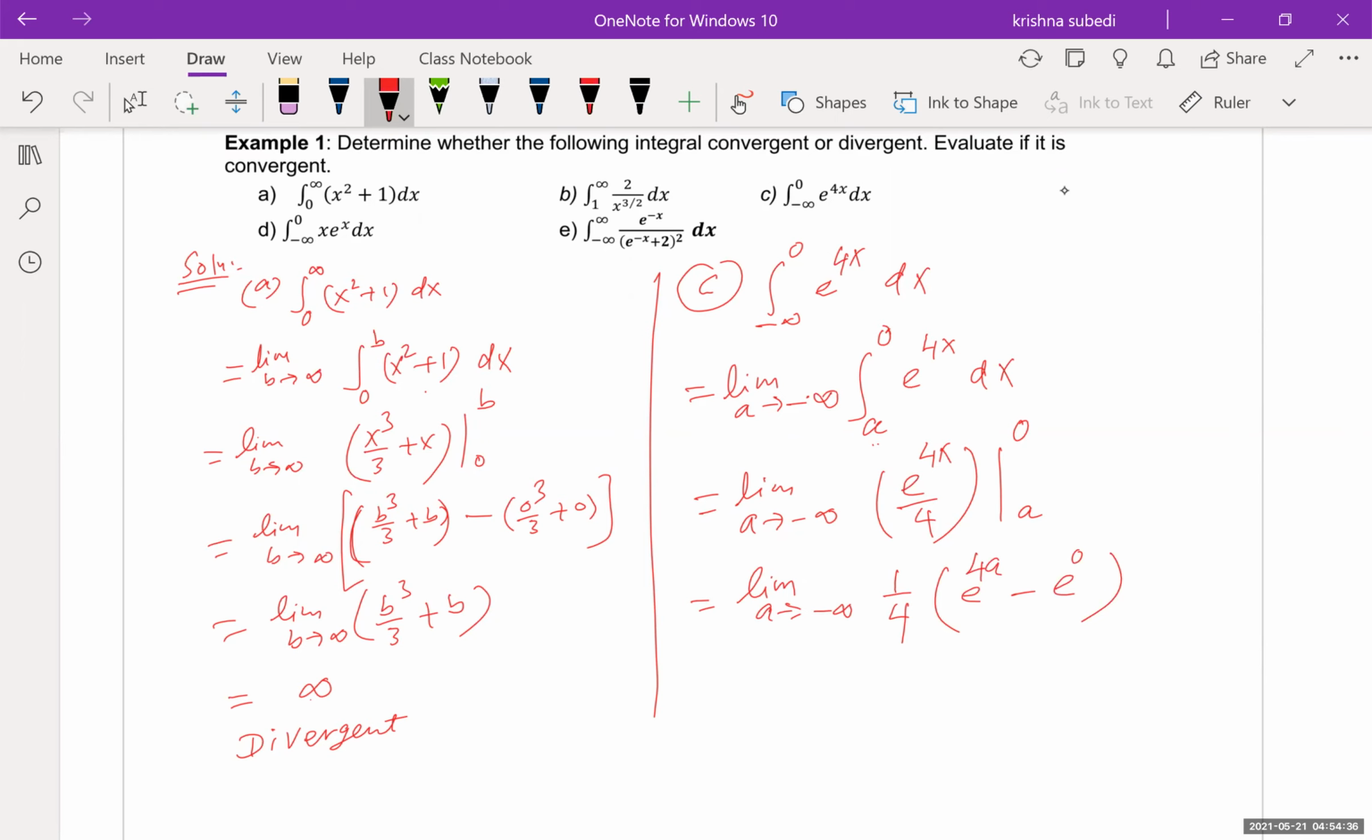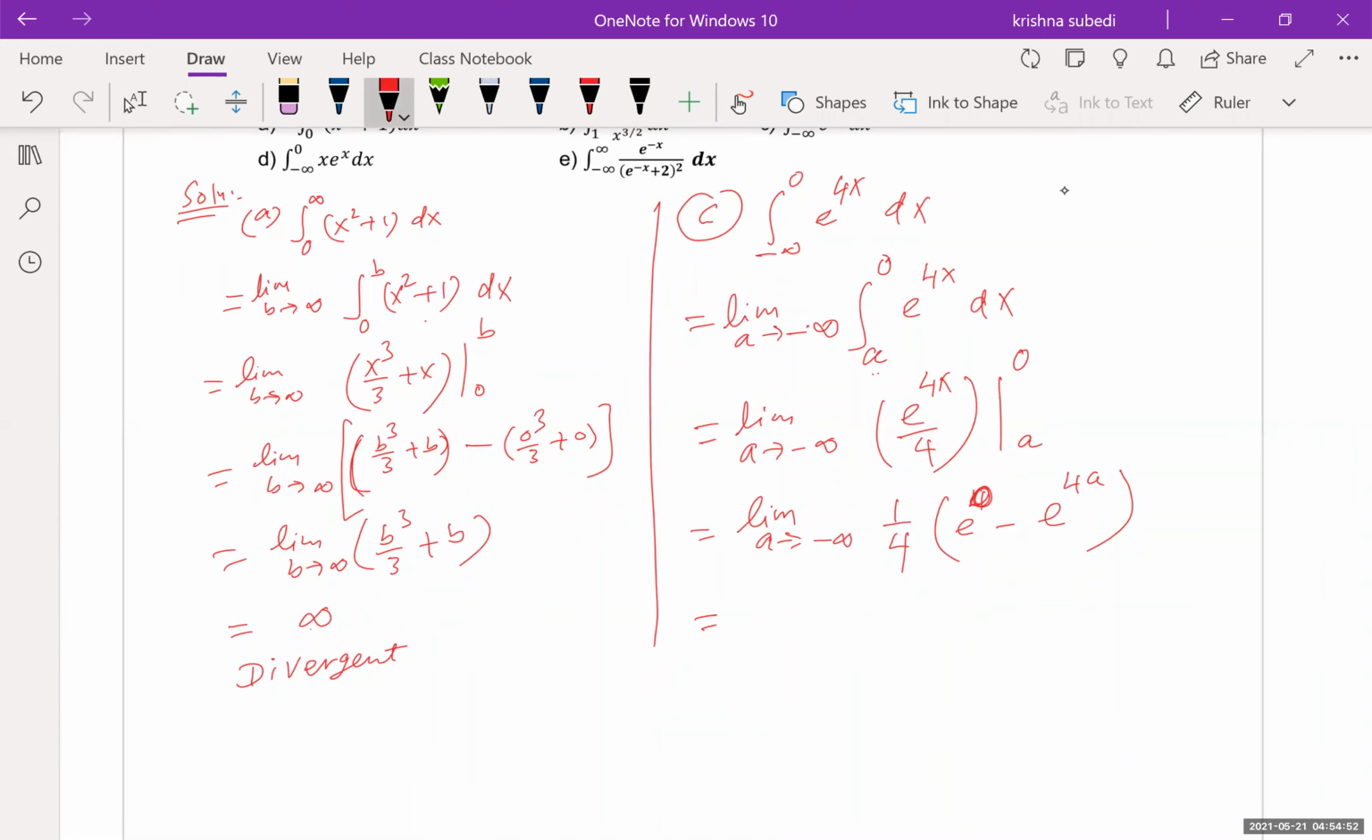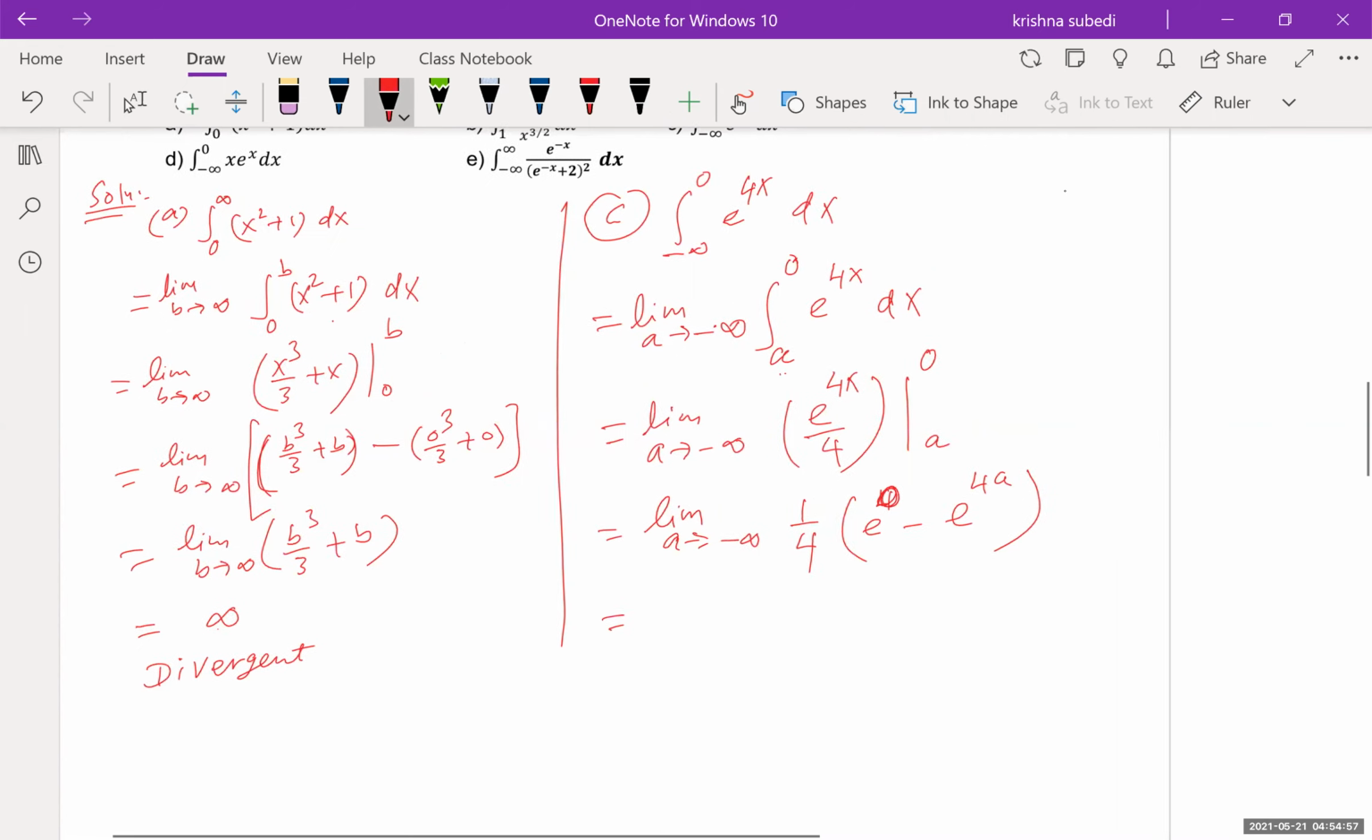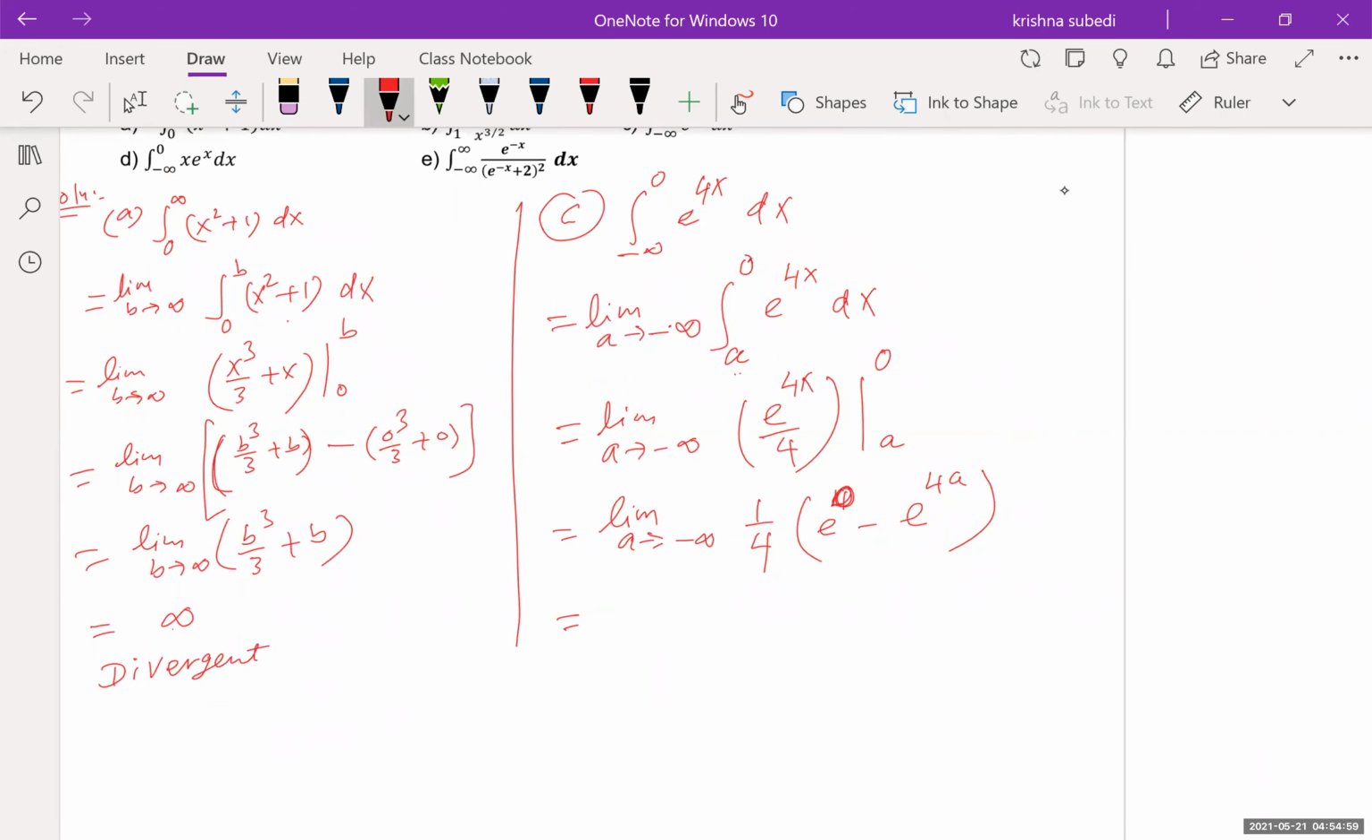You substitute the upper limit. Oh, I made a mistake here. Upper limit first. So you'll get e to the 4 times 0, which is e to the 0, minus e raised to the power 4a. That's what we got. Now, e raised to the power 0 is 1. We know that. But what happens as a tends to negative infinity? So your e to the 4a tends to what?